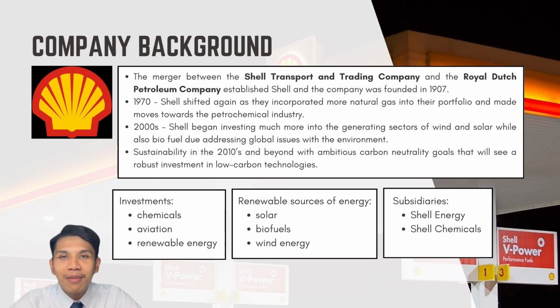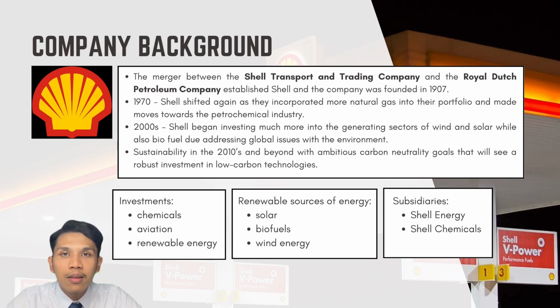Next, we go to the company background of Shell. The merger between the Shell Transport and Trading Company and the Royal Dutch Petroleum Company established Shell, and the company was founded in 1907. This merger became the cornerstone of what would develop into one of the largest multinationals in the world in the oil and gas sector, and its globalization started at the beginning of the 20th century when the company started penetrating new regions.